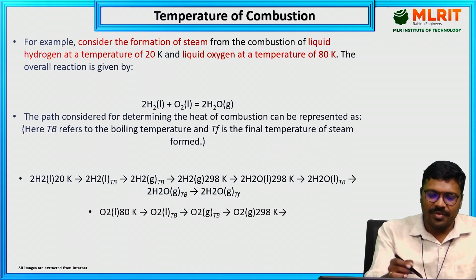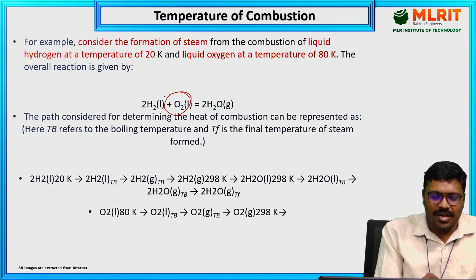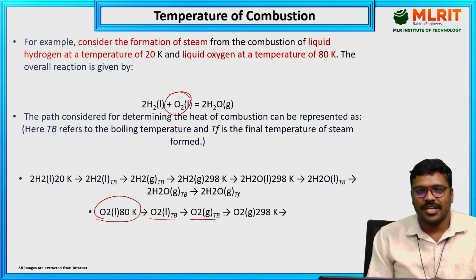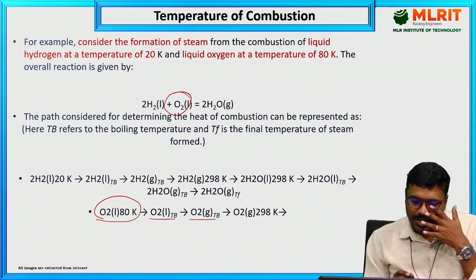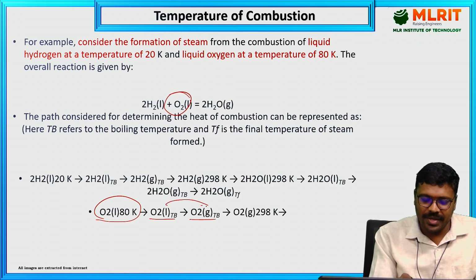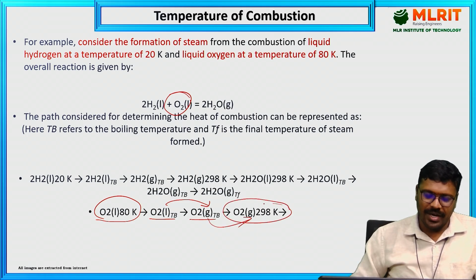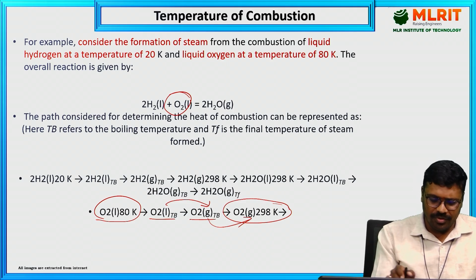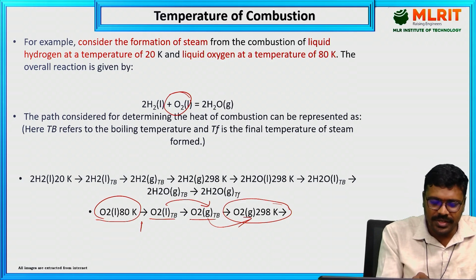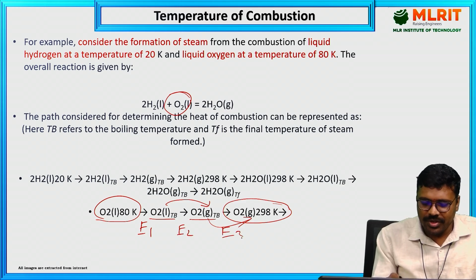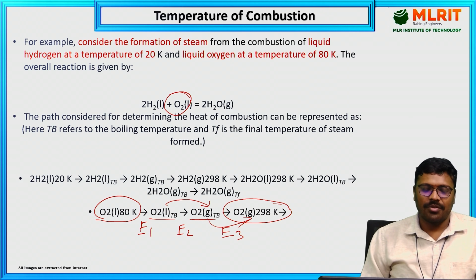And it's the same even we have to apply for oxygen also. Oxygen initially at 80 Kelvin, we have to bring oxygen to its boiling point. After that, liquid oxygen will convert to gaseous state at the same temperature, TB. And next, this gaseous oxygen has to be brought to 298 Kelvin. So we have to find the energy transfer. So this is energy transfer 1, here energy transfer 2, and this is energy transfer 3. Three types, three transformations. We have to find the energy transfers.